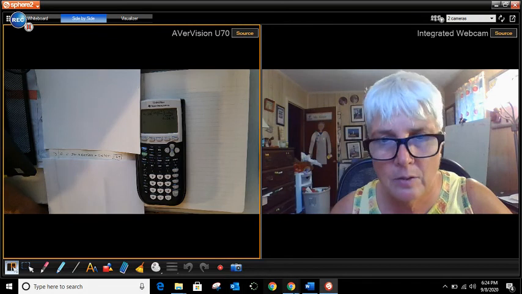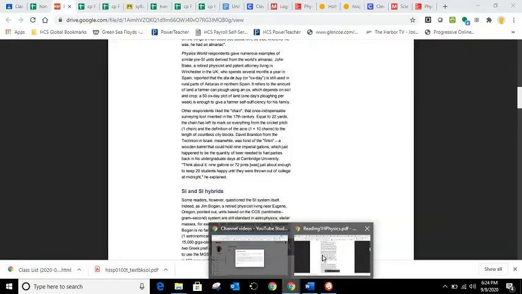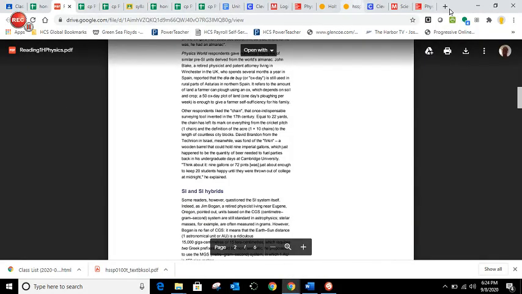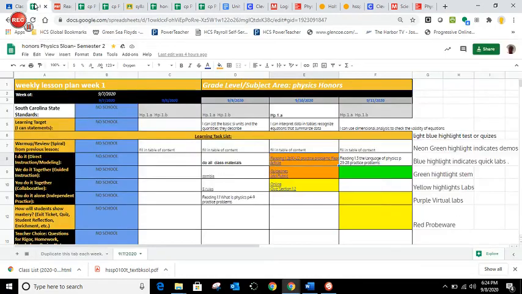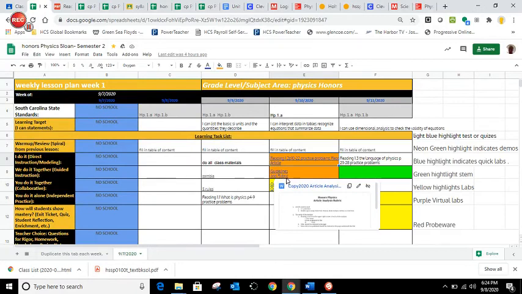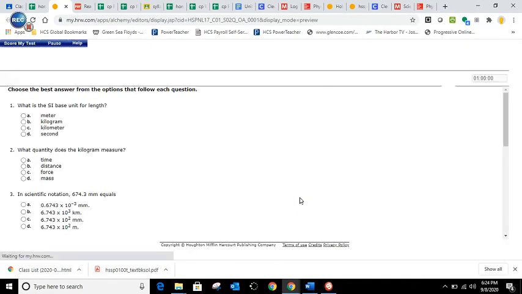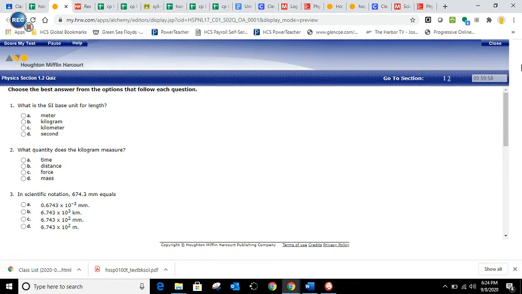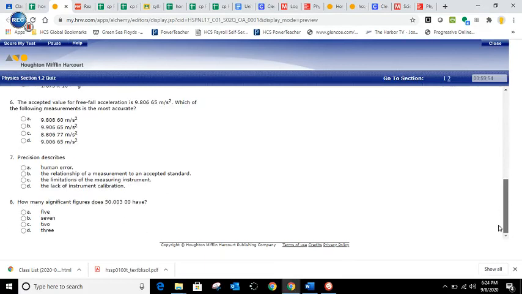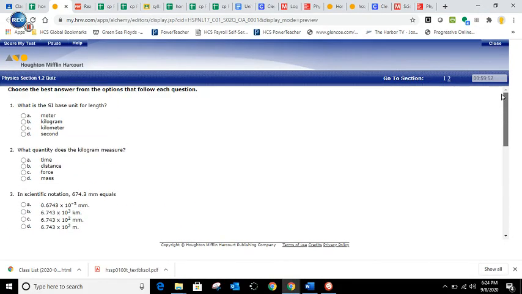And then also on here, let's see what else we've got. It says guidelines and rubric, which I'm going to give you. That's for the article analysis, which you have to figure out. And the last thing it says is online quiz section 1.2, and you will go here. You have 59 minutes to do it, and you will choose the answers and you will get a grade.